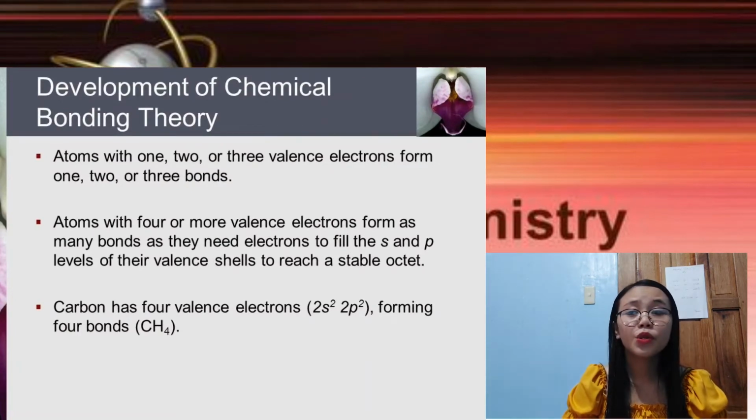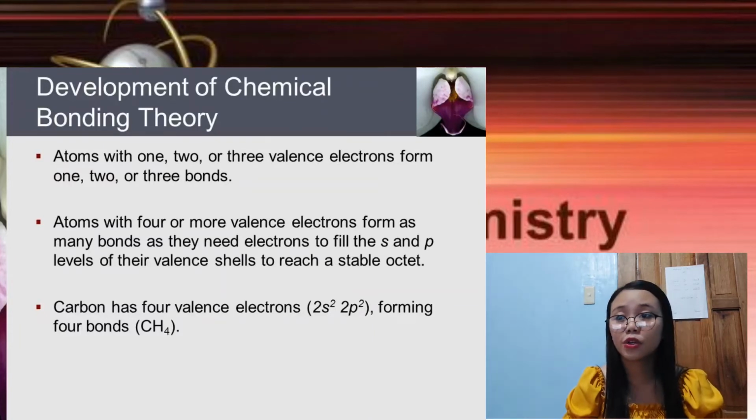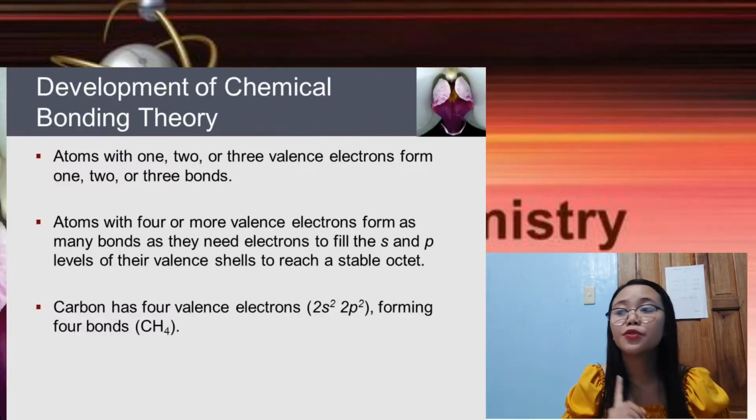Atoms with 1, 2, or 3 valence electrons form 1, 2, or 3 bonds. Atoms with 4 or more valence electrons form as many bonds as they need electrons to fill the s and p levels of their valence shells to reach a stable octet. Carbon has 4 valence electrons, 2s2, 2p2, forming 4 bonds, CH4.